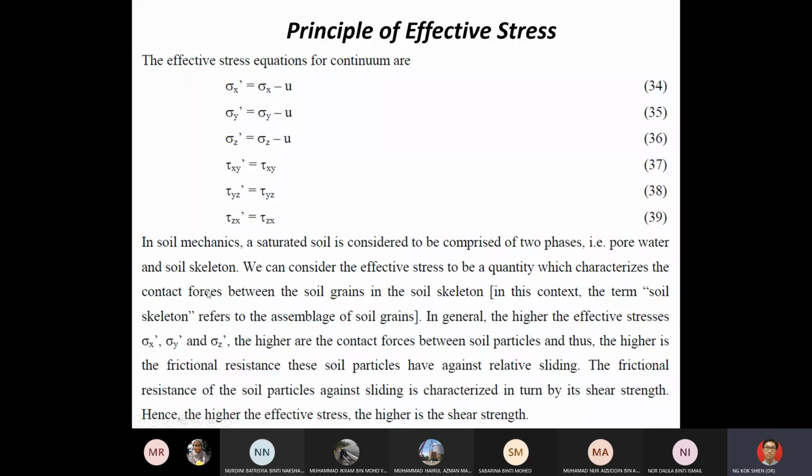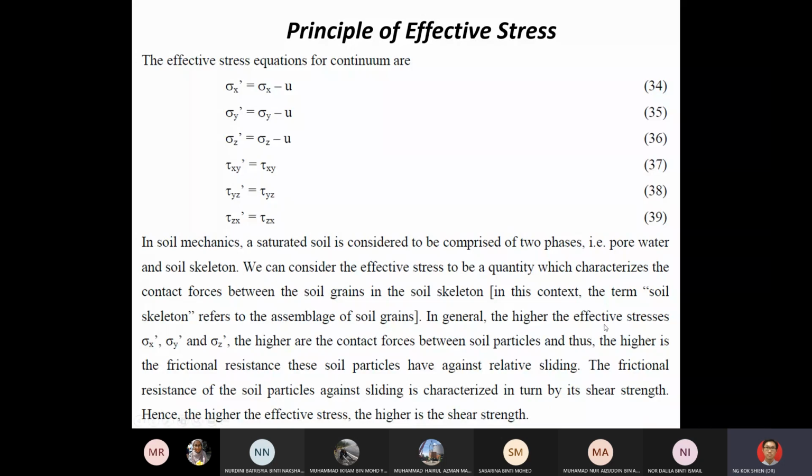So you can see there's a contact force between the soil grains, and because the soil grain is the particle, you can measure the contact force between the grains. The contact force. So we call it effective stress. Okay, and this effective stress is related to the weight of the material. Okay, so that's why you take the unit weight times the depth. So the deeper the soil is, then you have higher effective stress.